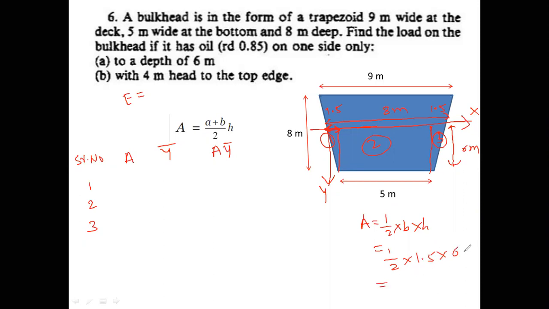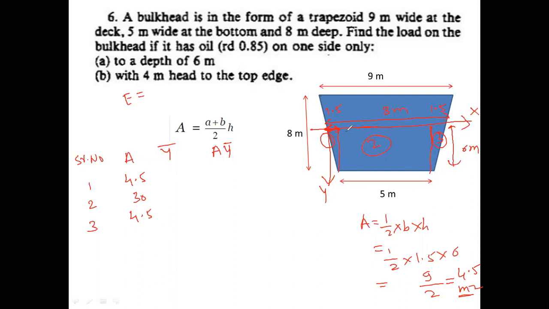So it will be 9/2, it means it will be a 4.5 meter square. So area of this first component, that is a 4.5. Second component also 4.5 because it is similar. This third component, and second component is your rectangle. The area of the rectangle is width is 5 meter and the depth is 6 meter. So it will be 30 meter square.